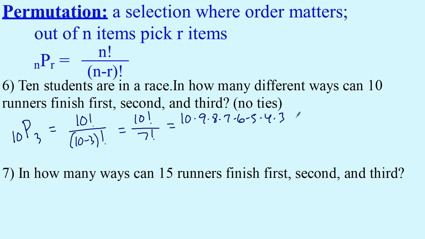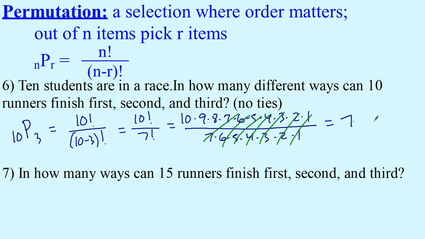Let me write this all out, and then we have the bottom. Now we could work this out and use our calculator, but we should also see something, right? We can cancel a lot of these. It's all multiplying and dividing, so we can do shortcuts. It's when we see addition and subtraction that we can't do shortcuts. So now we just have 10 times 9 times 8, so our answer is just 720. So there are 720 different ways we can make first, second, and third place.